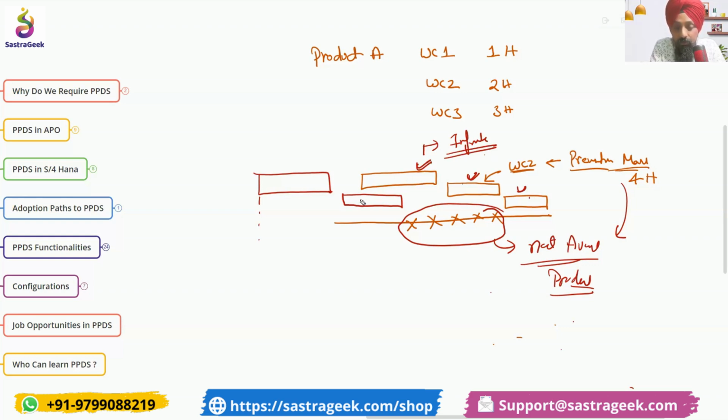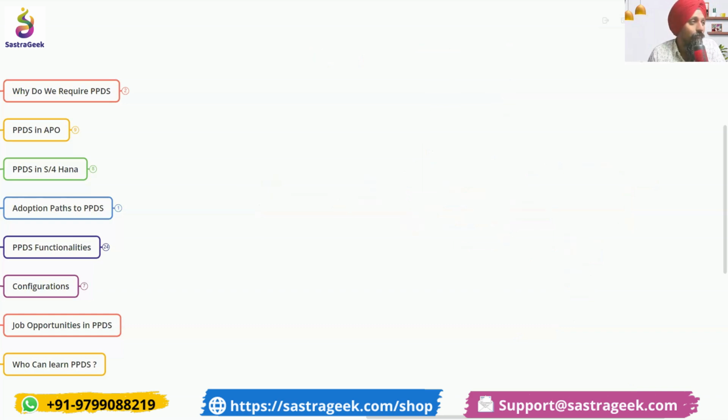But actually, if you want to do the detailed scheduling, this is the expected result. You want to respect that in between a work center is overloaded and capacities are not available. So that scenario also is not supported in MRP. There are so many scenarios, we can sit for the full night talking about what PPDS can do.